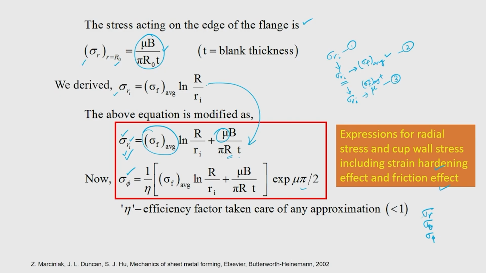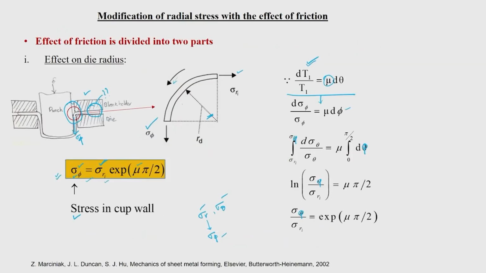Okay. So, now there is one coefficient 1 by eta I have included, multiplied just to take care of, it is like an amplification factor. It is like an efficiency factor you can say to take care of any other approximation. Like for example, the sheet gets bent and unbent, right. That is not considered here, for example, because of this bending.